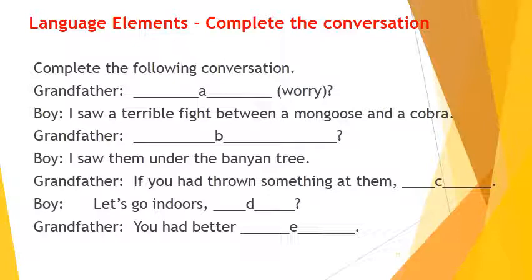Again, the boy says, let's go indoors. It's a question tag that should be added there. Grandfather, you had better. You had better. That's the usage. You had better do something. What should you do? That's left for the student to answer. Answer that. You can have a discussion with your teacher also and see whether your answer is correct or not.